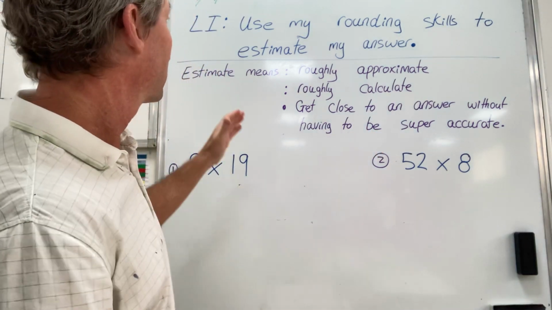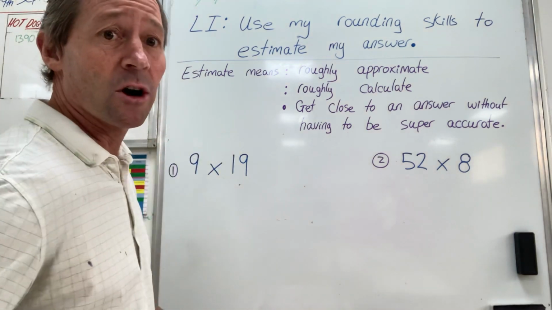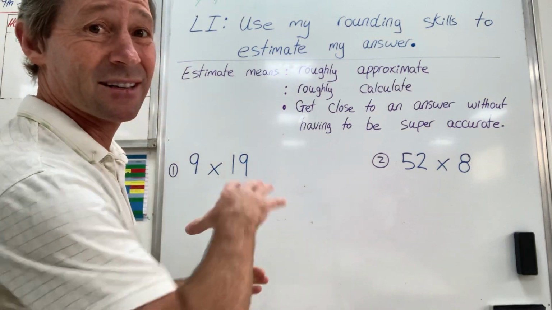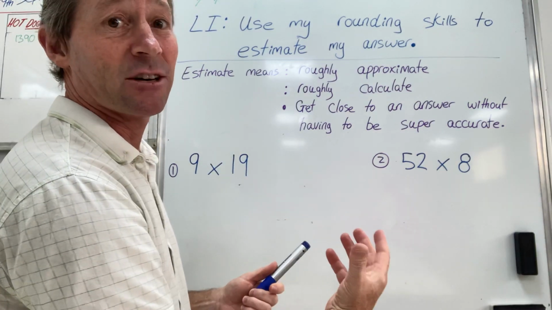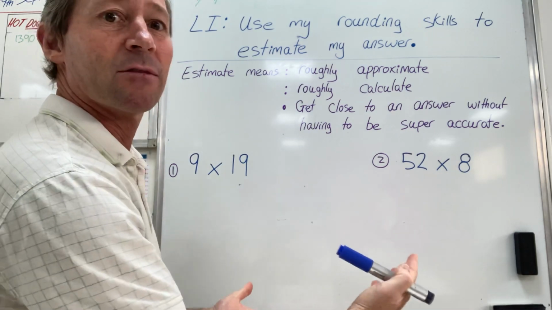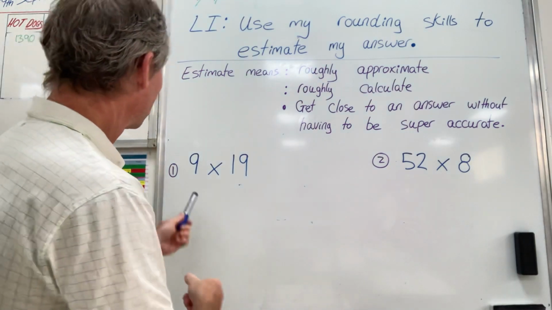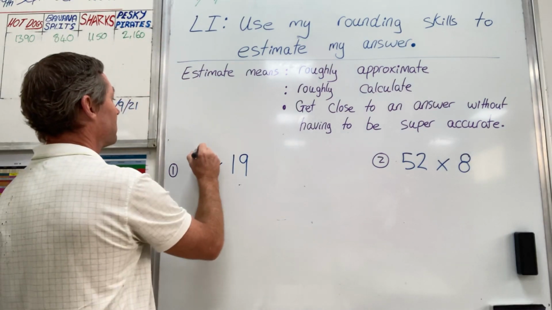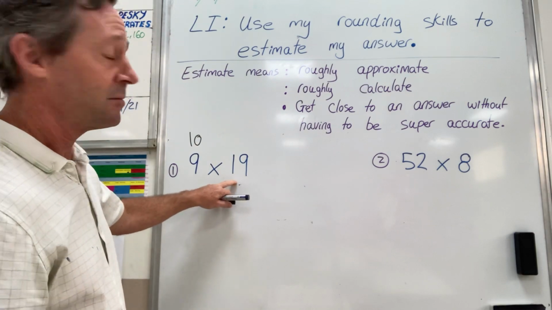So when we say estimate this answer of 9 times 19, we might round them to the nearest number that ends in 0. Some people call them friendly numbers. Maybe think of tens or hundreds, something that's a bit easier to calculate. So this 9 is close to 10, and this 19 is close to 20.